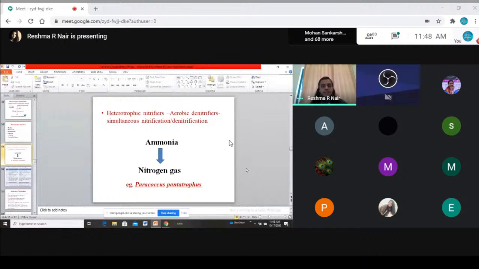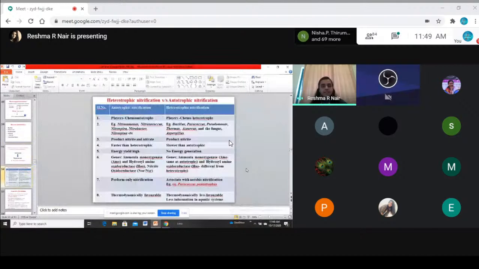After explaining denitrification, I will explain what it is. So here we can see the difference between autotrophic and heterotrophic nitrification. Autotrophic nitrification I have already explained, which is exclusively performed by chemolithoautotrophs.